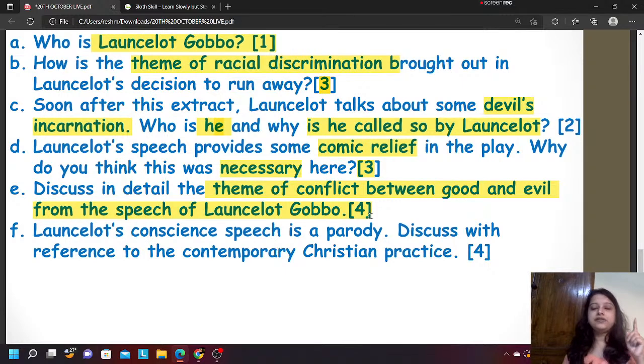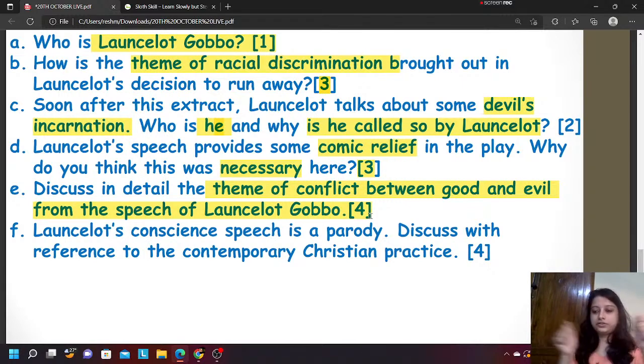And see, if he follows the conscience, which is angel-like, he will actually be staying back with whom? With the fiend or the devil, because Shylock is the devil's incarnation. However, what the fiend is telling him is run away, run away. But if he follows the advice of the fiend, he is actually going away from the devil, because Shylock is himself the devil.